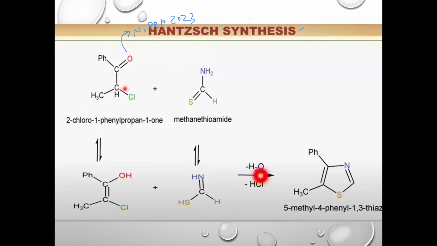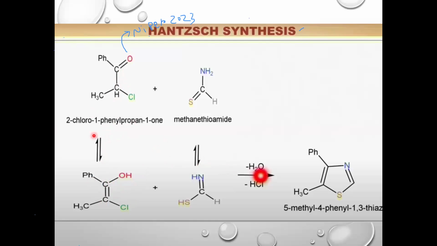So in case of Hantzsch synthesis of thiazole, 2-chloro-1-phenyl-propanone, it's a kind of alpha chloroketone. If you observe it properly, the alpha chloroketone is reacting with methane thioamide. Or that also can be here in the tautomeric form. Simply, if you see this structure, as OH is present here, this alpha chloroketone is converted into its enol form via the tautomerism reaction.